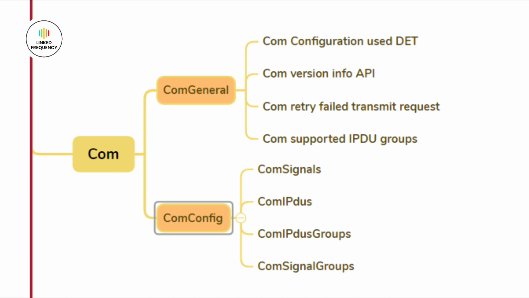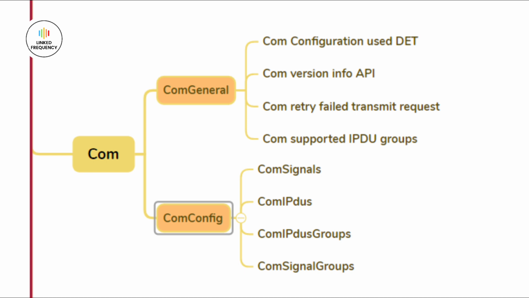Moving on to the next one, that is ComIPduGroups. It has parameters such as ComIPduGroupHandleId and ComIPduGroupRef. Moving on to the ComSignals. This involves very important parameters that have to be taken care of, such as ComTransferProperty, which basically decides whether the signal can trigger the transmission of the corresponding IPDU. It contains options such as triggered, pending, triggered on change, triggered without repetition, triggered on change without repetition. So you can select any one of the options based on your requirement.